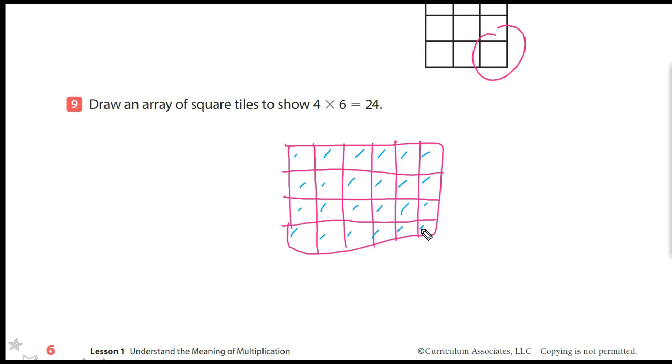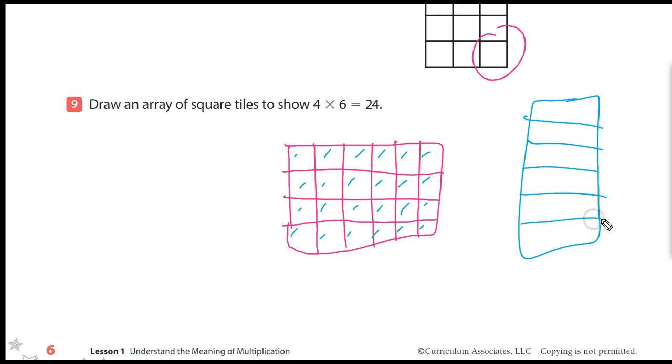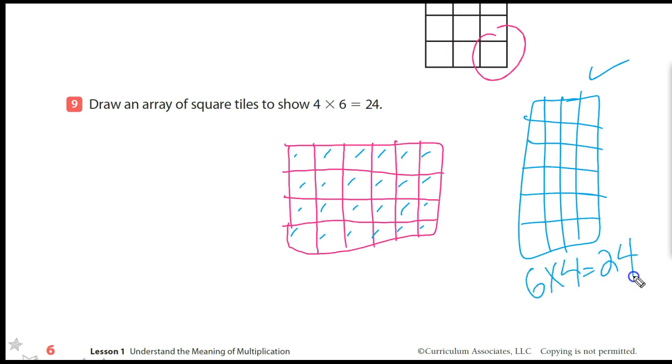Now, some of you did it this way. You went like this. If you did this array right here, then your multiplication sentence would have been 6 times 4 equals 24. But do we want 6 times 4 or 4 times 6? 4 times 6.